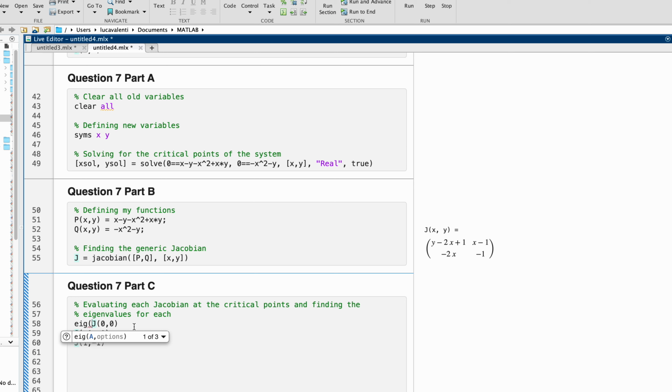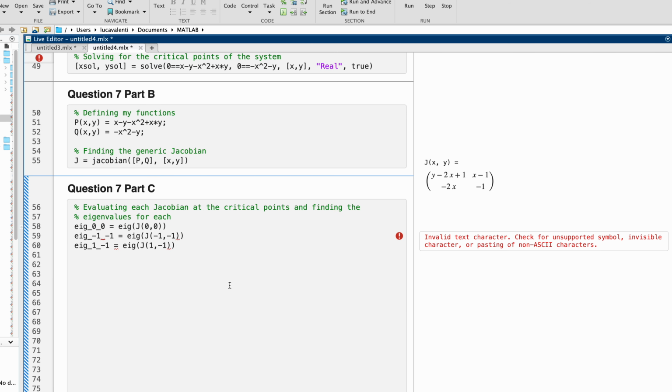Then, to find the eigenvalues of a matrix, you just use the eig function. And then you can assign it a name. So we can say eigen of (0, 0), for example, eigen of (-1, -1), so that you know what each eigenvalue corresponds to in terms of the point. And the last one is eigen of (1, -1). And now we press Control Enter.